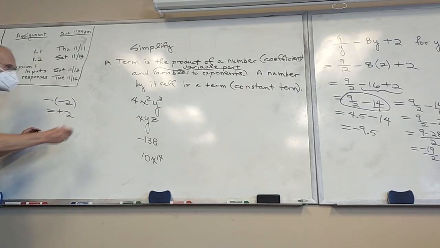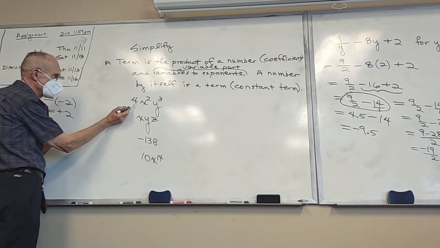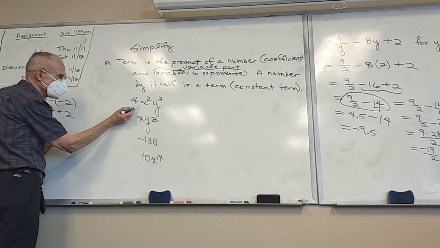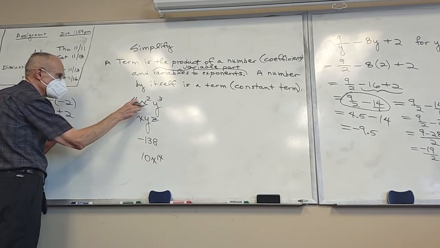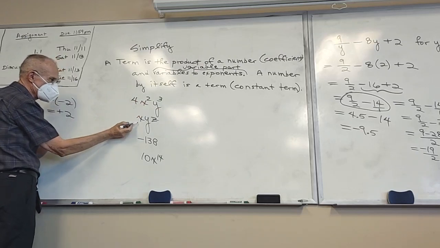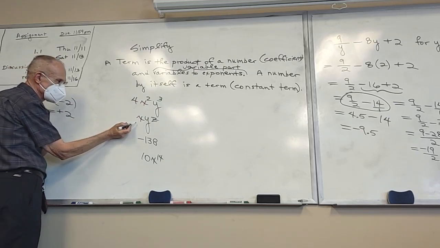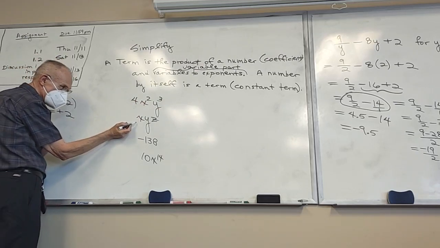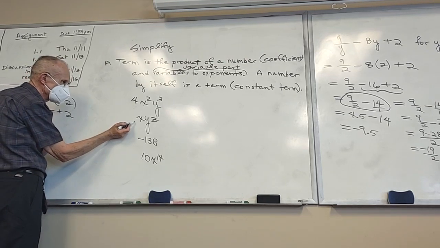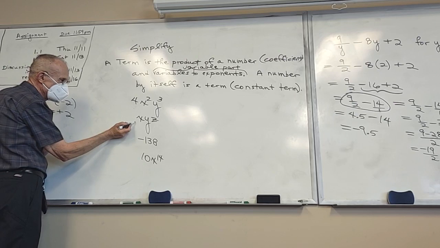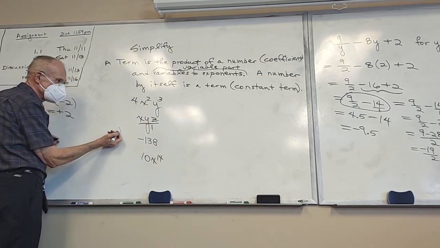So tell me on the first term here, what's the coefficient? The 4. What's the variable part? X squared y cubed, yeah? Okay, 4, x squared y cubed. How about this one? What's the coefficient? I don't see a one. Oh, you mean the one that's under here?